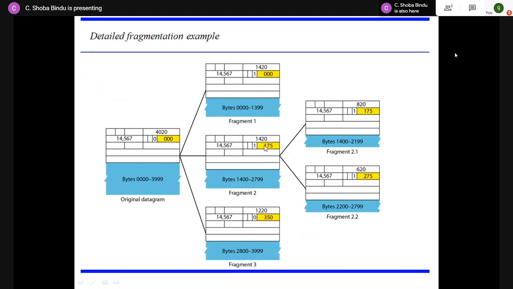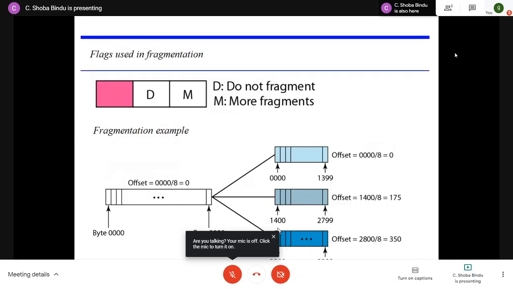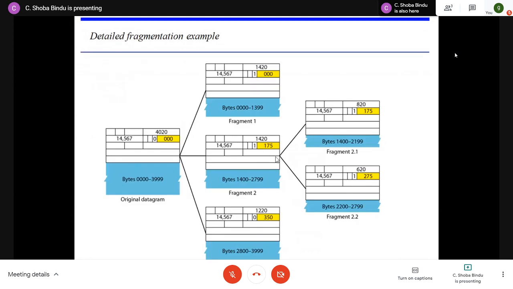How have you calculated this? This is based on this. 1400 is the starting byte here. 1400 divided by 8 comes to 175. So that is the value that you are going to have over here. So up to this you have transmitted 2799. 2800 byte is the next byte that is to be transmitted in fragment 3. So for that the offset is 350.